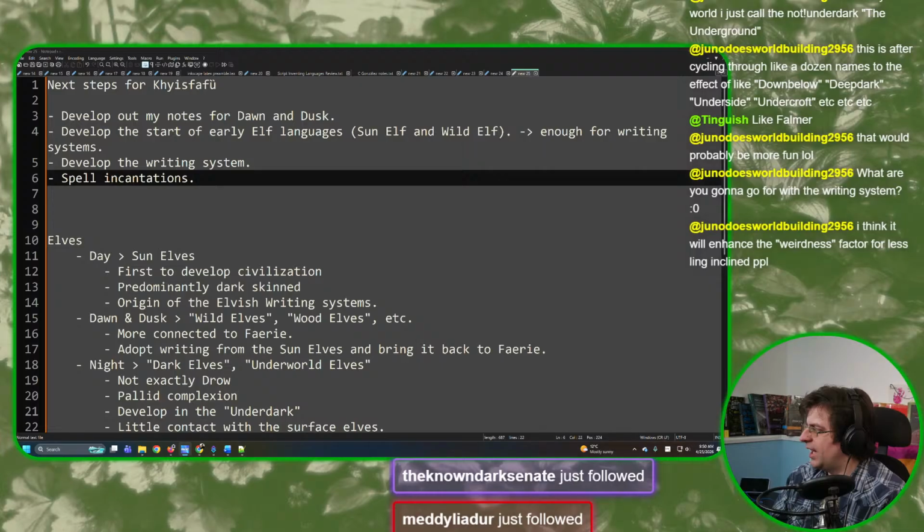I just haven't done an abugida before, and I kind of want to develop one. I think maybe the Sun Elves retain a logography for a very long time, like some kind of logophonetic system. And when it gets to the wild elves, they develop it into an abugida. That's one possibility. We'll see how that evolves. It kind of depends a lot on how the day dialect changes into the Sun Elf dialect.